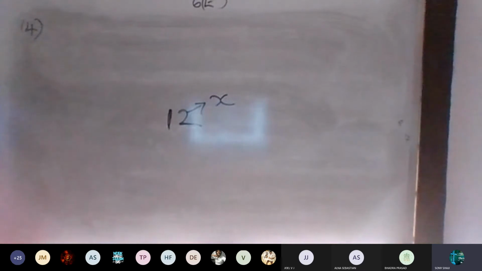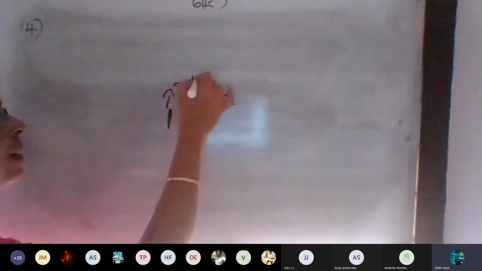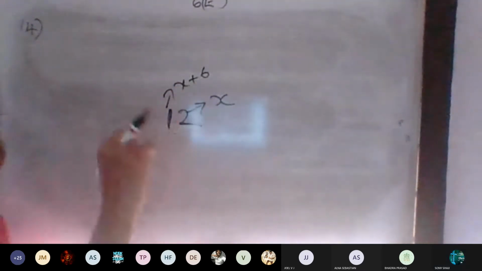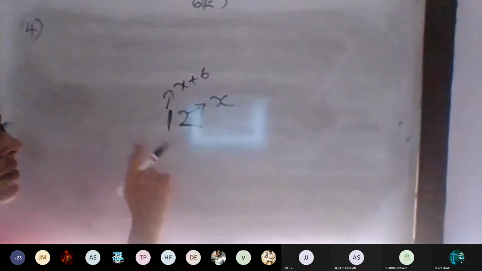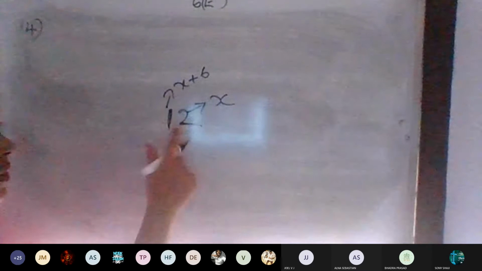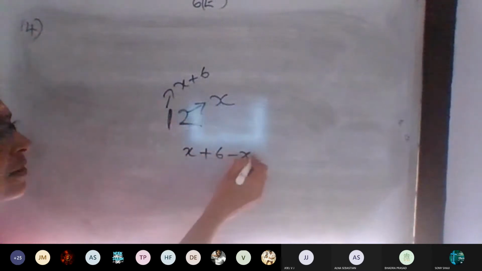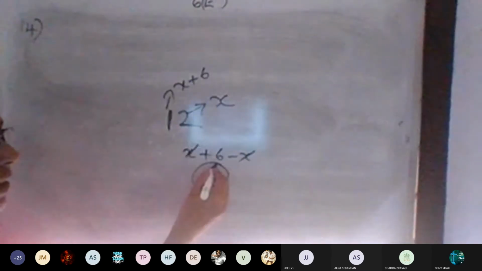X plus 6. Understood how you got x and x plus 6? Others? The difference between these is what? 6 is given. Then the difference is x plus 6 minus x. Difference 6 we will get.